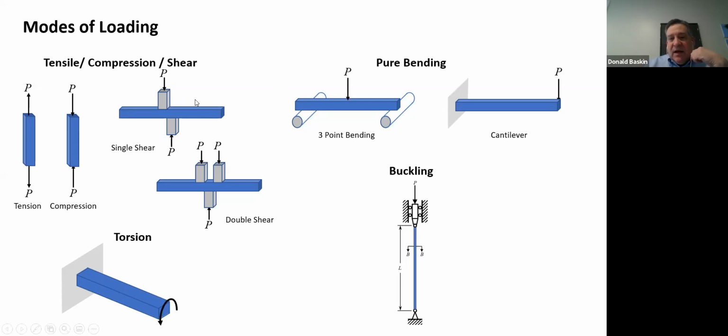And a lot of people mess this up, and they use single shear. It's all over the place, and there's things that break all the time because people put things in single shear. Double shear is a much stronger, structurally efficient, stiffer way to put something in shear.